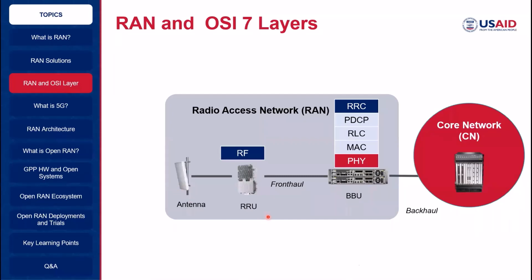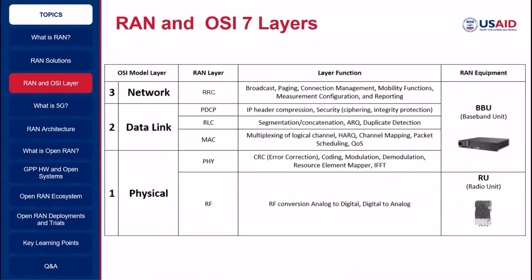Okay, so this is where the breakdown of the OSI model layer and the RAN layer. For example, in layer 3, which is the network layer, you can see the RRC protocol. The RRC protocol is what we call the radio resource control. This is used for signaling between the UE and the base station, in terms of the control plane. So the RRC control plane protocol is contained within the radio access network layer 3.